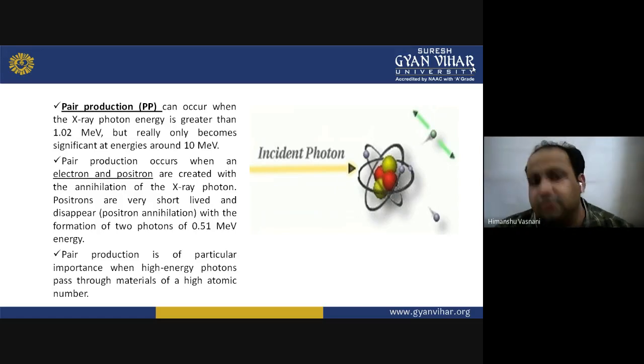Pair production occurs when an electron and positron are created with annihilation of the X-ray photon. Positrons are very short-lived and disappear through positron annihilation with the formation of two photons of 0.51 MeV energy. Pair production is of particular importance when high energy photons pass through materials of high atomic number. So in this way, pair production is useful.